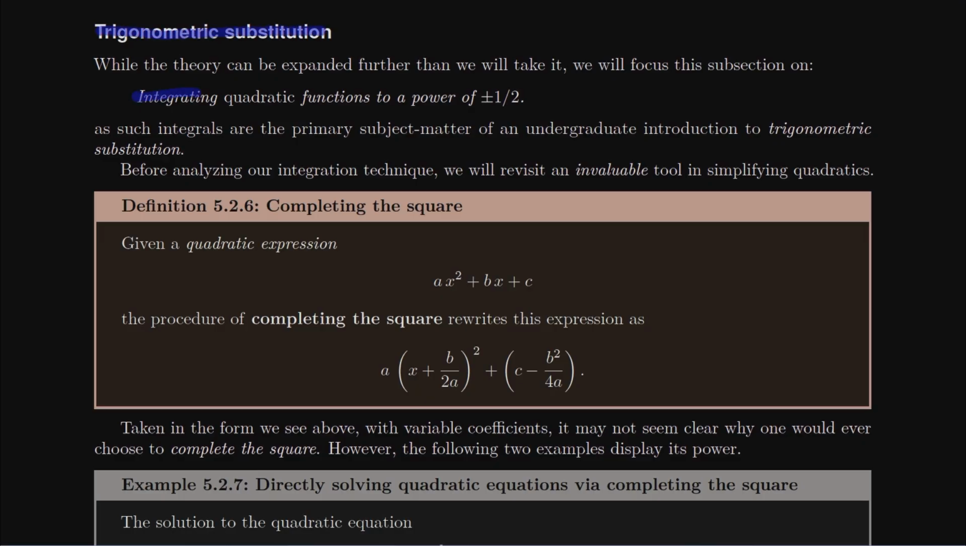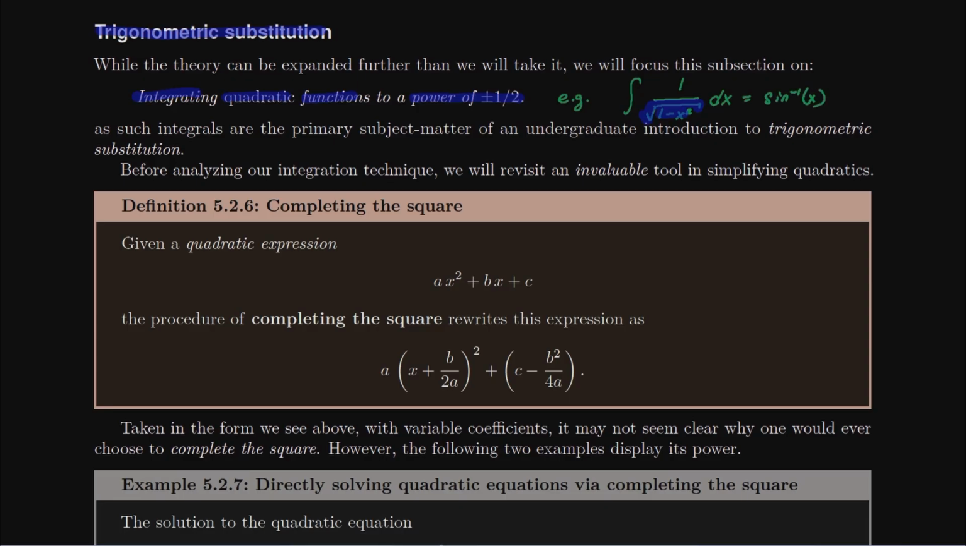We're thinking about integrating quadratic functions to a very specific power of plus or minus 1/2. Some examples of these quadratic integrals would be something like 1 over the square root of 1 minus x squared dx, because in the denominator here that's a quadratic term. We've got the square root of a quadratic term overall, that's to the power negative 1/2, negative because it's in the denominator. Of course we know what the integral of this is. It's sine inverse of x.